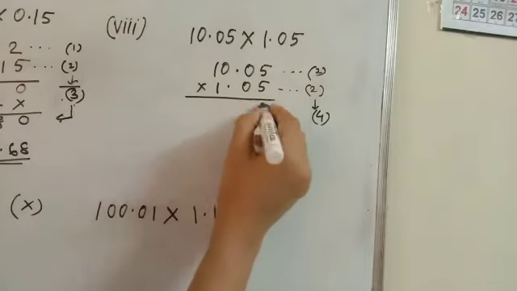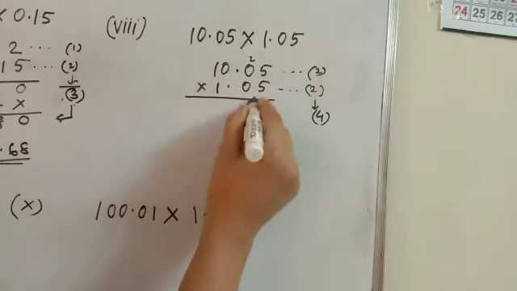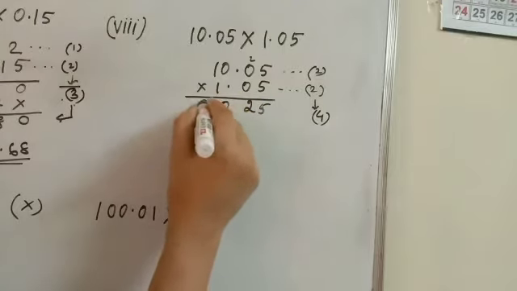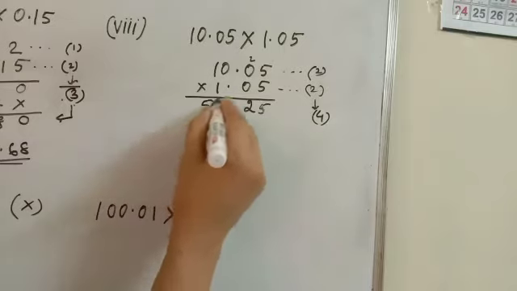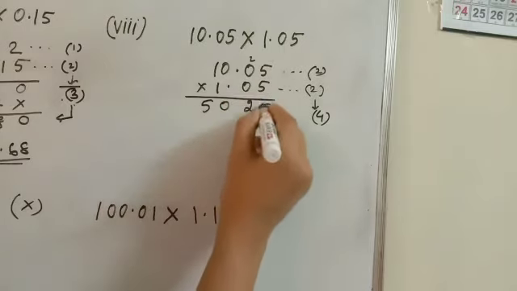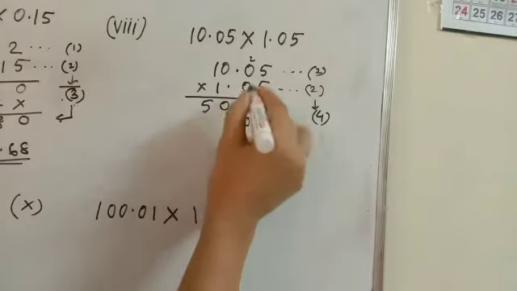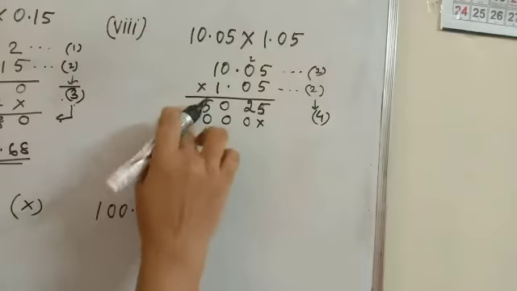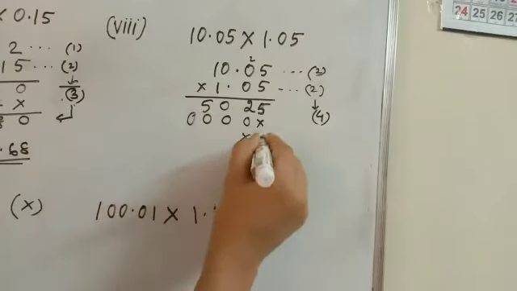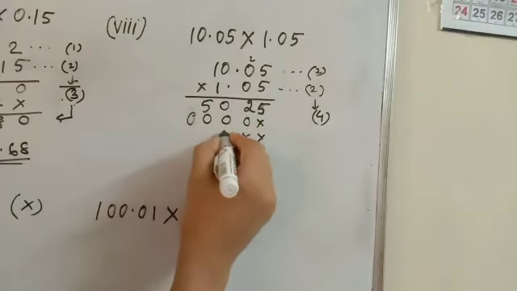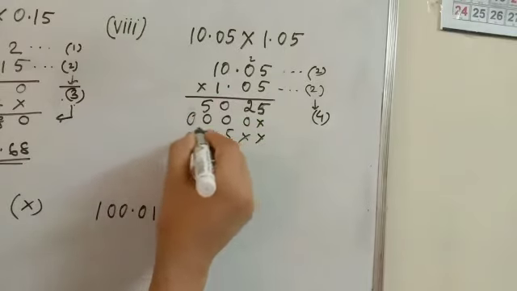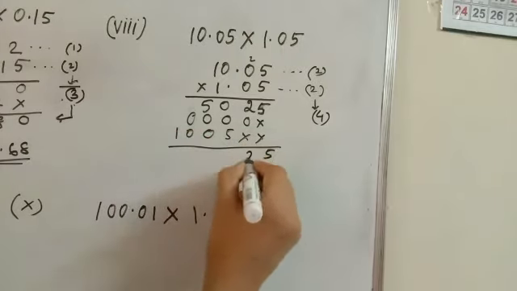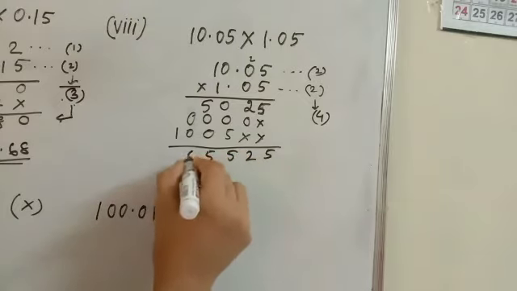Now multiply: 5 5s are 25, 2 carry, 5 zeros are 0 plus 2, 2. 5 zeros are 0, 5 ones are 5. So 5 tens are 50. Then next line: 5 zeros are 0, 0 0s are 0, 0 zeros are 0, 1 zero is 0. Next, if you multiply by 1, then 5 1 is 5, 0, 0, 1. Now you add, it will be 1, 0, 5, 5, 2, 5.